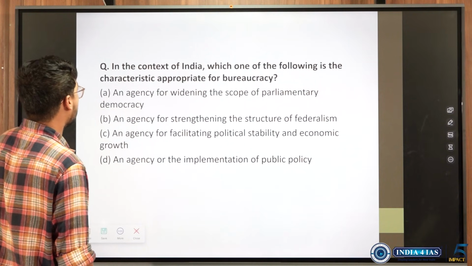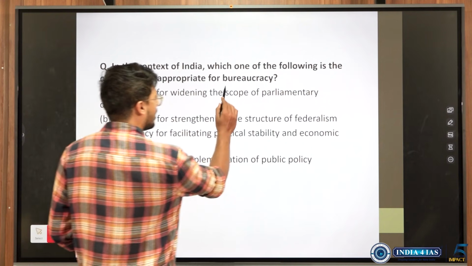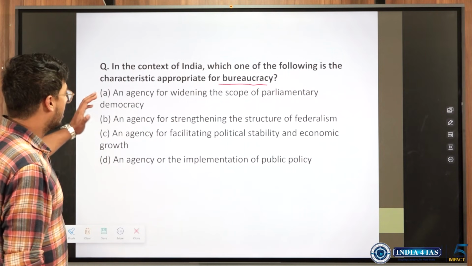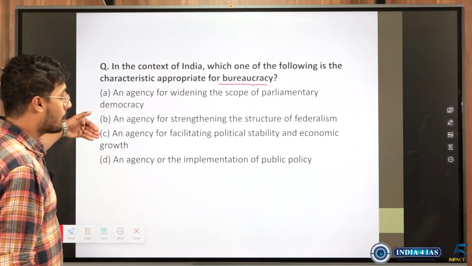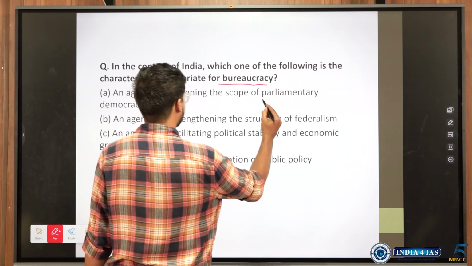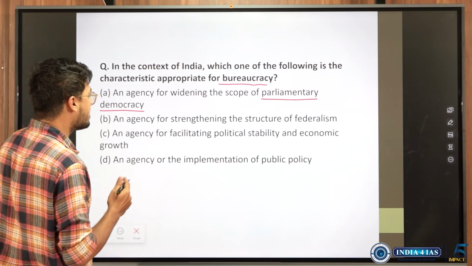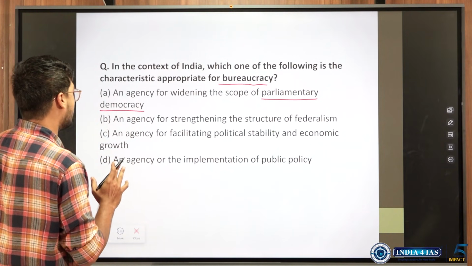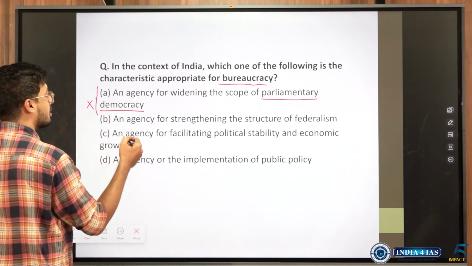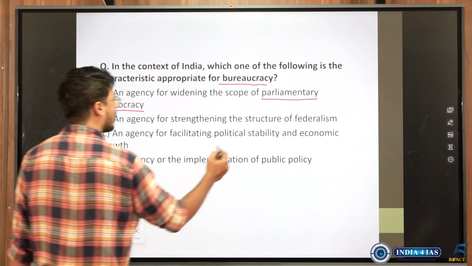Let's look at another question. In the context of India, which one of the following is a characteristic appropriate for bureaucracy? Simple thing they have asked, and they're just trying to understand what you understand by the statements. Are you able to take the broad meaning or not? An agency for widening the scope of parliamentary democracy. See, it is an agency to fulfill the objectives of parliamentary democracy, to bring democratic principles, but not widening the scope. An agency for strengthening the structure of federalism.